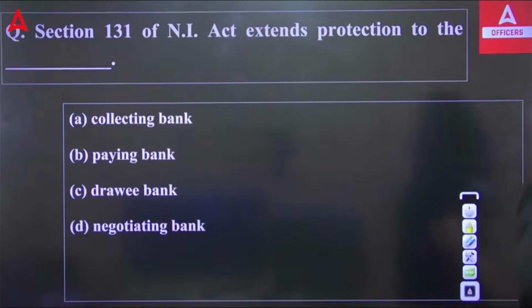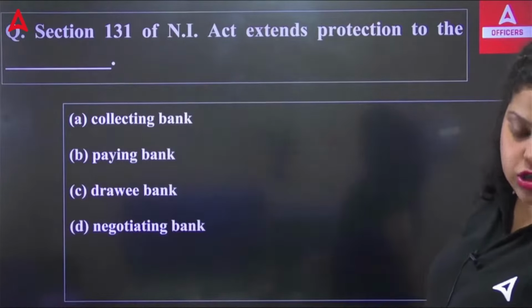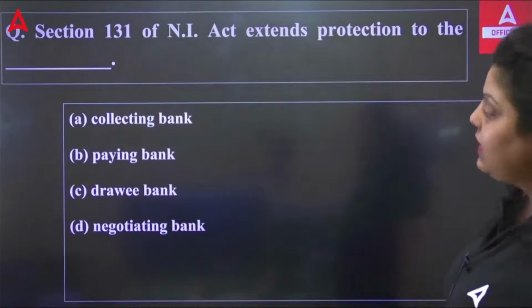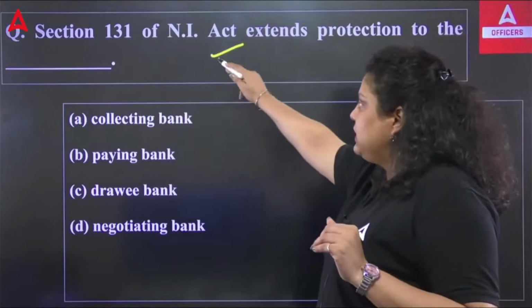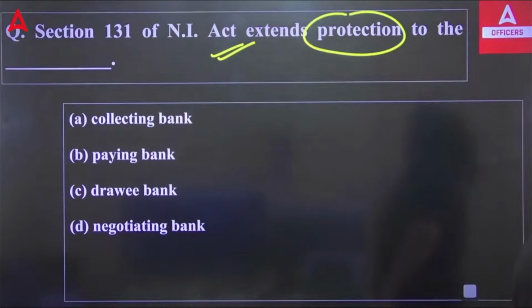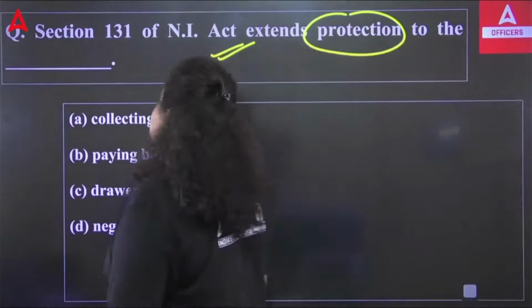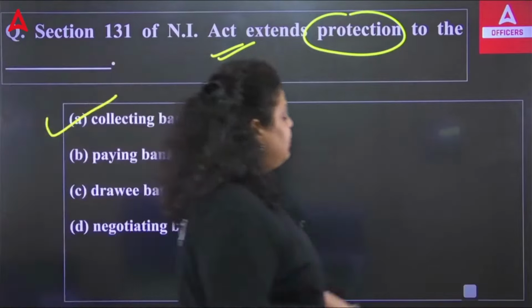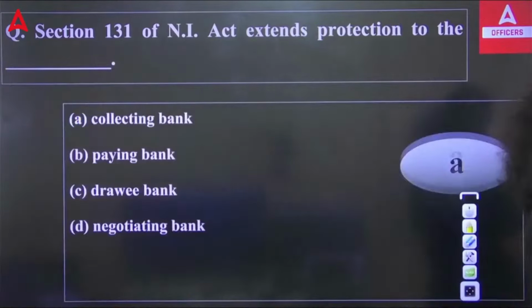As I have said, it talks about a lot of conditions about the check, like who is liable, who is not. All these conditions will be there in the Negotiable Instrument Act. So Section 131 gives the protection to which of the following banks? Collecting bank, paying bank, drawing bank, or a negotiating bank? The right answer will be the collecting bank. It gives the protection against a certain situation to the collecting bank under the Negotiable Instrument Act 1881, Section 131. Collecting bank will get the protection against the case.